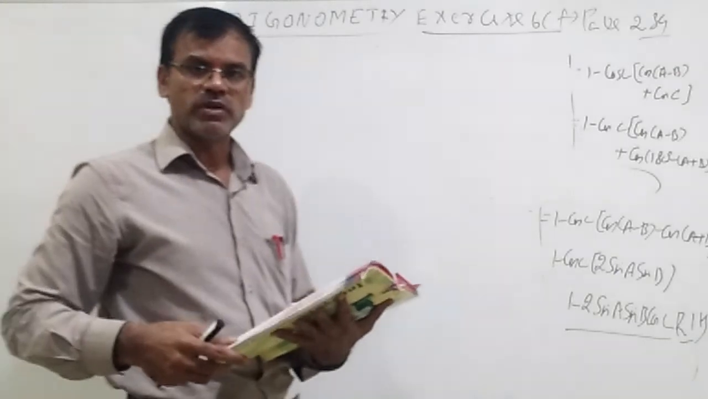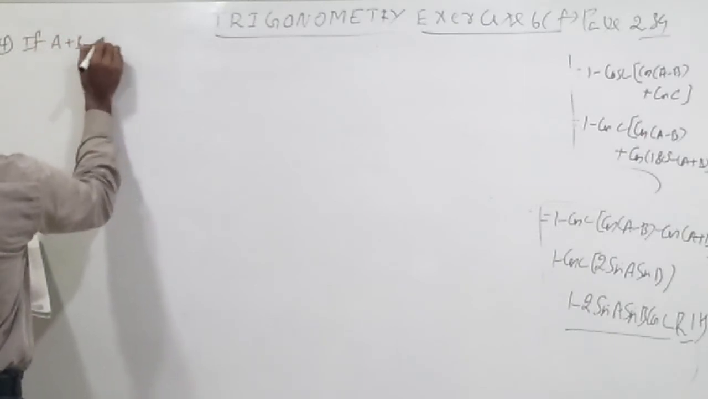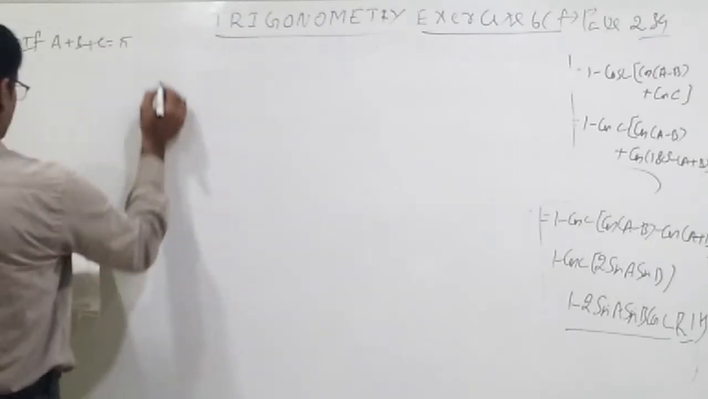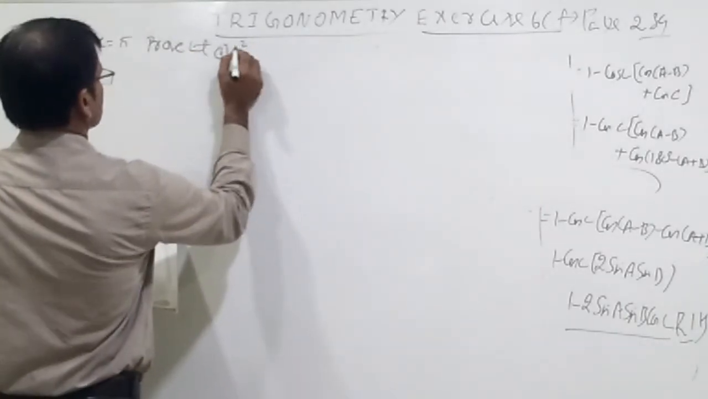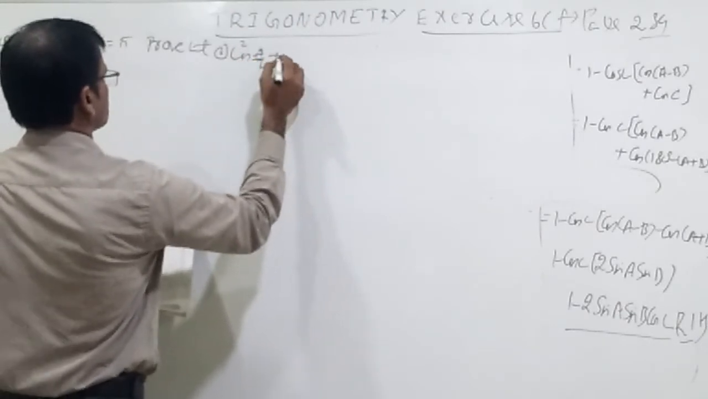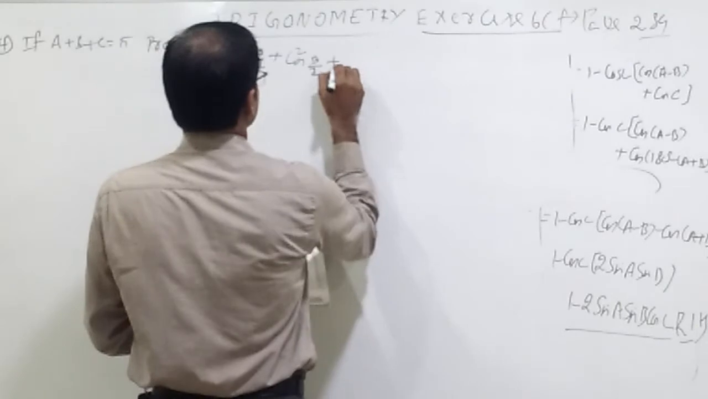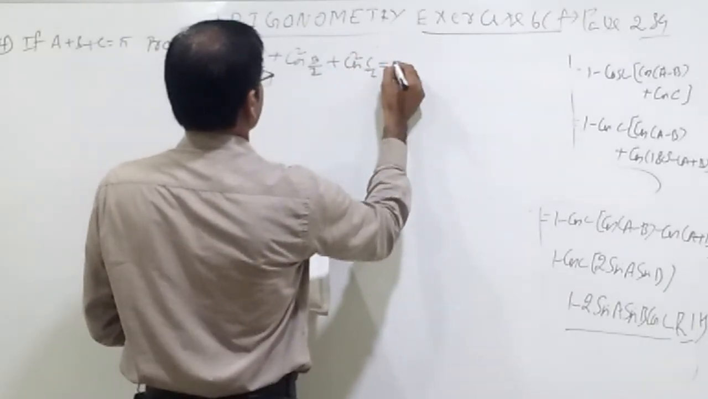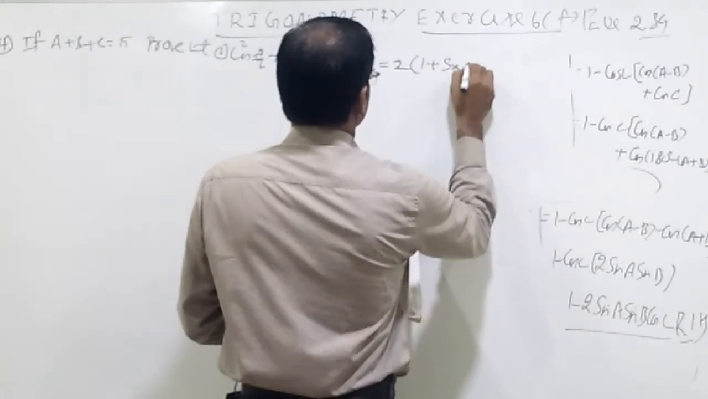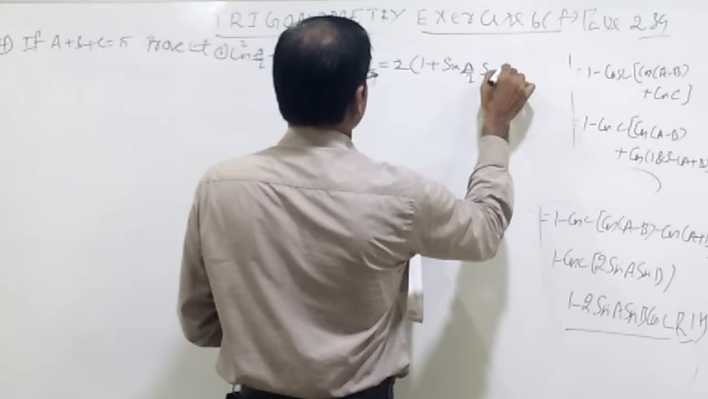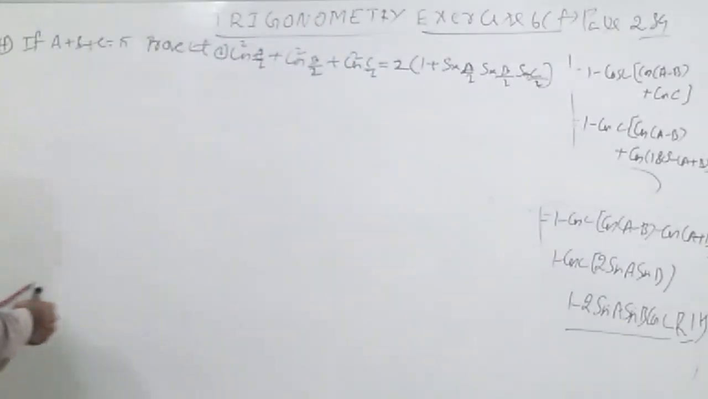Now, fourth question: if a plus b plus c is equal to pi, then prove that cos square a by 2 plus cos square b by 2 plus cos square c by 2 is equal to 2 into 1 plus sin a by 2 sin b by 2 sin c by 2.